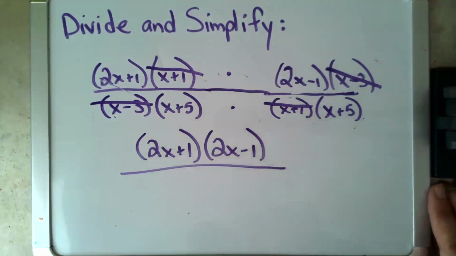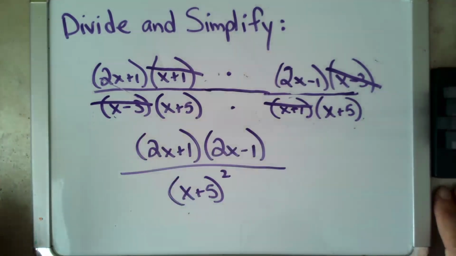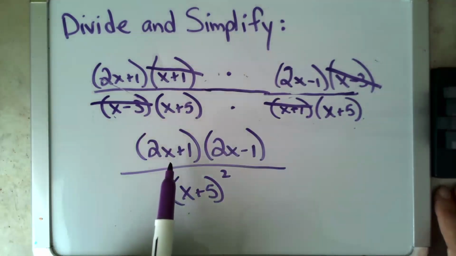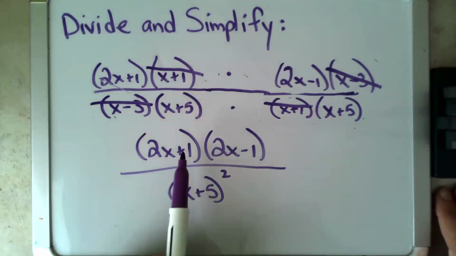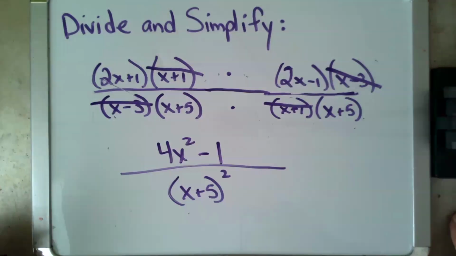That should sound really familiar. We're going to come back to that in a second. On the bottom, I have an x plus 5 and an x plus 5. So I'm going to call that x plus 5 squared. Now, on the top, what's so familiar here? My first terms are the same. My last terms are the same. And the only thing that's different is the sign between them. That is difference of squares. If that isn't familiar, go check out this video. Otherwise, we can jump straight to 4x squared minus 1.